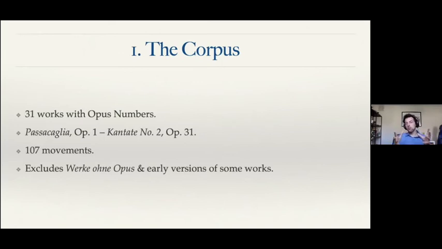Just to clarify the corpus before we go any further: for my doctoral research, I've restricted the project to Webern's 31 works with opus numbers, so that takes us from the Passacaglia op. 1 to the second cantata op. 31. I consider each movement individually because they're all pretty harmonically self-dependent, and so that gives us an overall corpus of 107 movements. This obviously excludes the works without opus numbers and the early versions of some of the works that were later revised, but it gave me a corpus that crucially spans several compositional periods: the tonal music, the atonal music, and the dodecaphonic music.